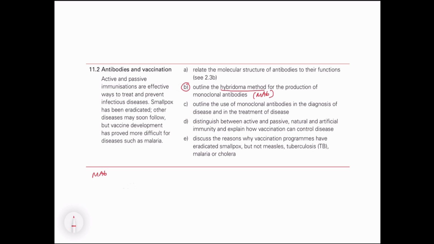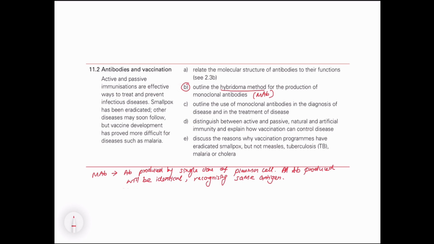So MAB, or monoclonal antibodies, is known as antibodies produced by a single clone of plasma cell. Since the antibody comes from one particular clone of plasma cells, all the antibodies produced will be identical. Therefore, they are capable of recognizing the same antigen. With this ability, we are making use of monoclonal antibody for diagnosis, and we also use it for treatment.